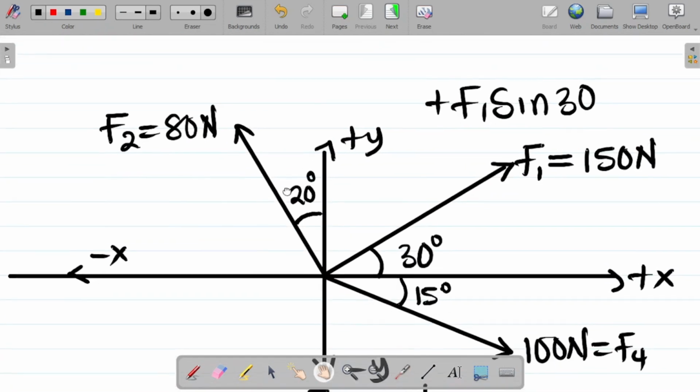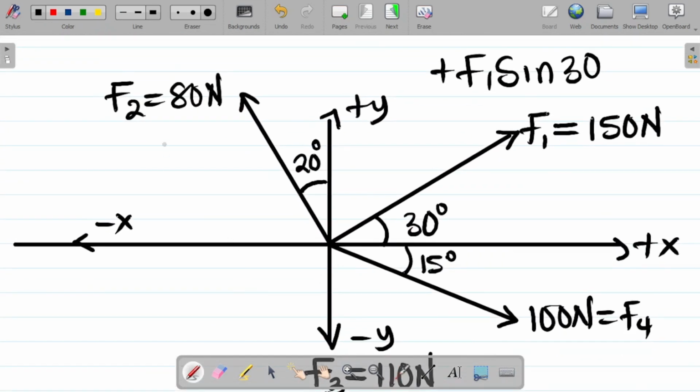Let's look at F2. F2, the value is 80. If I resolve F2 to the vertical, that means to the y-axis, I still have a plus y. So it becomes positive, so plus F2. In this case, observe that the angle given is between the force and the vertical. And in this case, the vertical component becomes cosine of 20.